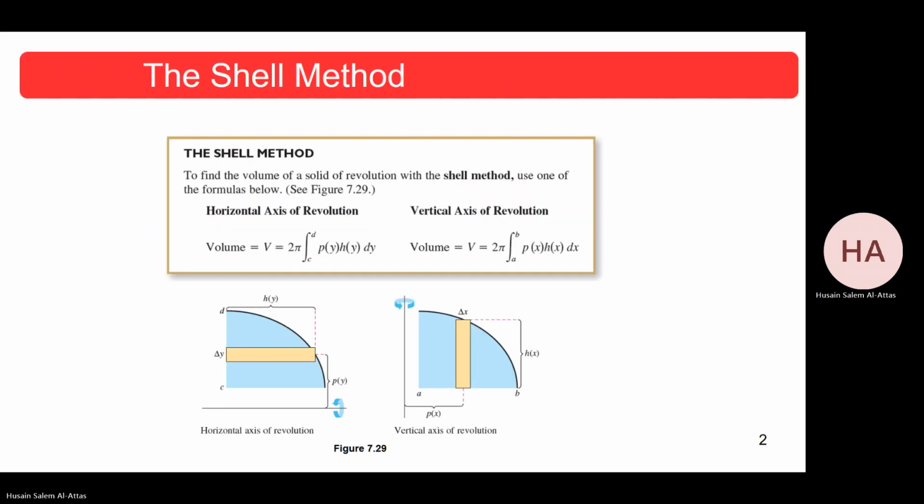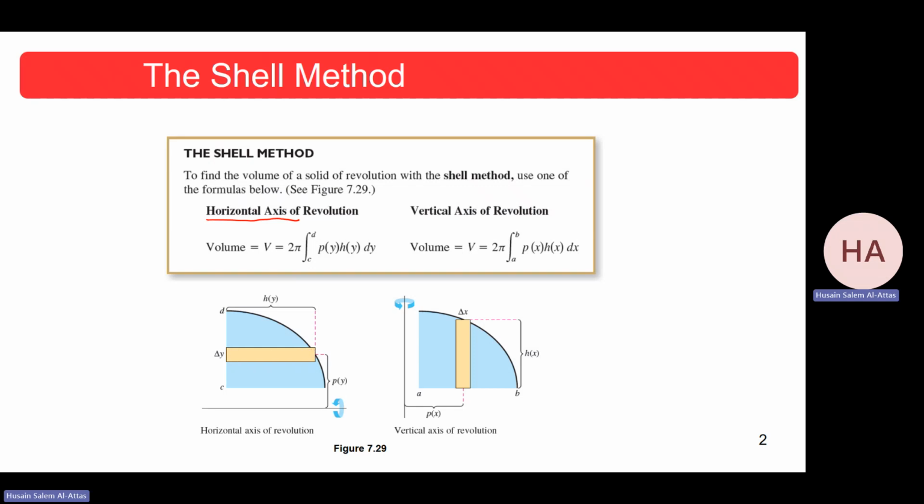I will start this section, still finding the volume, but using the other method, which is the shell method. What's the idea? To find the volume of a solid of revolution with the shell method, we have two formulas. If the axis of revolution is horizontal, then it will be in terms of dy. Notice, if the axis of revolution is horizontal, I will do my line or my strip parallel to the axis of revolution. This is the difference. In the disk and washer method, we are making it perpendicular to the axis of revolution. In this one, we're having it parallel to the axis of revolution.